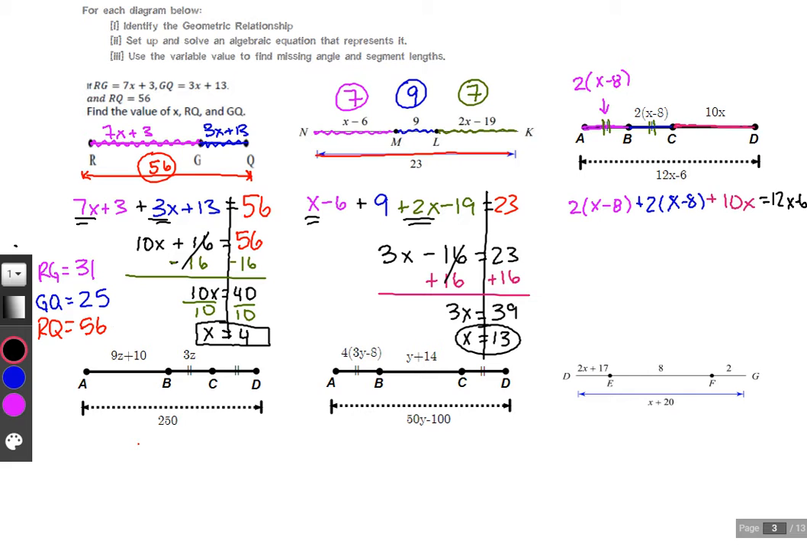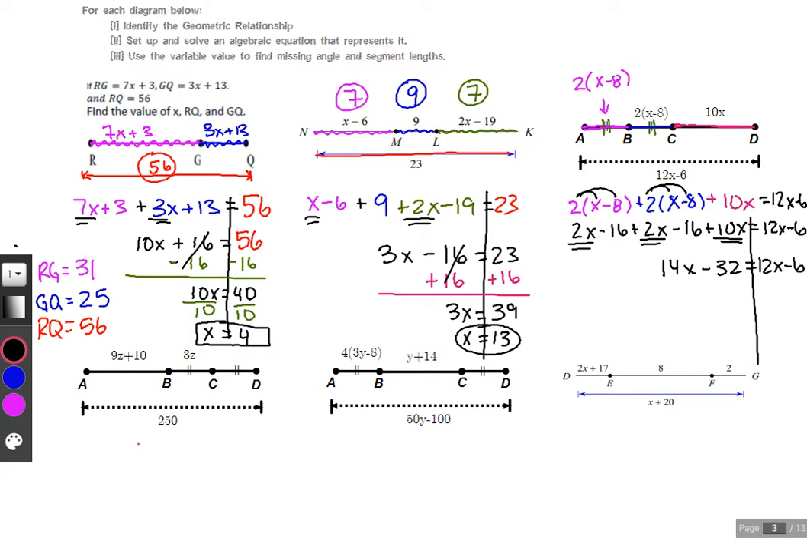All right, first we got to do some distribution. So 2 times x, 2 times negative 8 is negative 16. It should be the same for this one because it's literally the same expression, plus 10x equals 12x minus 6. All right, so now we'll draw a line. Now we actually start the combining and solving routine. Well, I see 2x, 2x, and 10x. And so 2x plus 2x is 4x, plus another 10 makes 14x. Minus 16 minus 16 will be negative 32. And we still have that 12x minus 6 on this side.